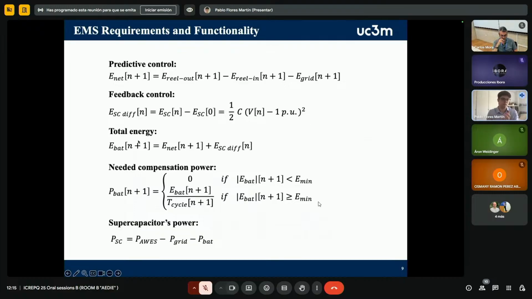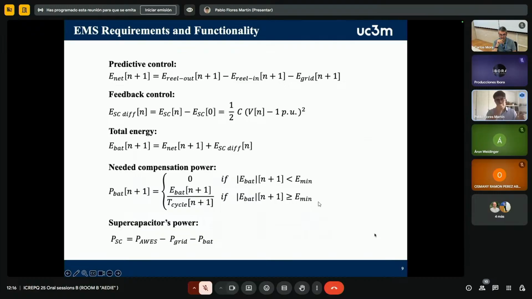Adding both terms gives the total energy the battery should compensate, should either absorb, which is positive, or supply, negative, in the next cycle. However, if this energy is sufficiently small, the battery can stay idle. It's only involved when the required compensation is large. In that case, we calculate the constant power the battery needs to either absorb or supply in the following cycle.